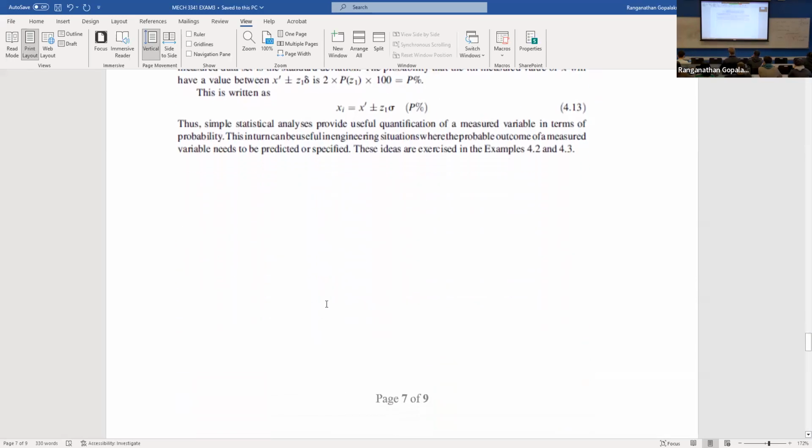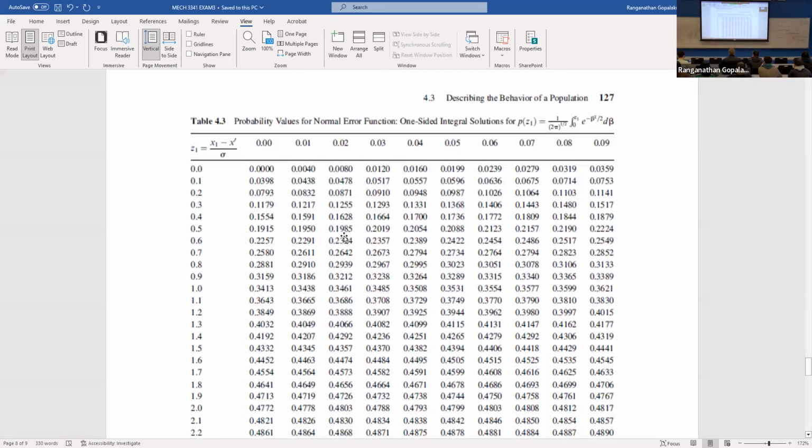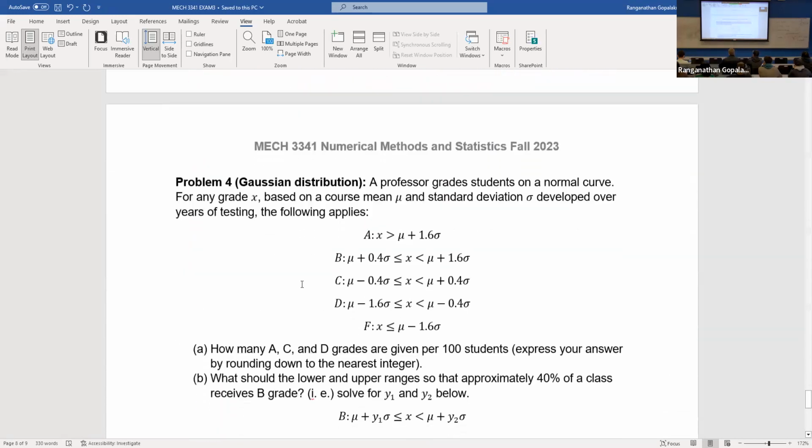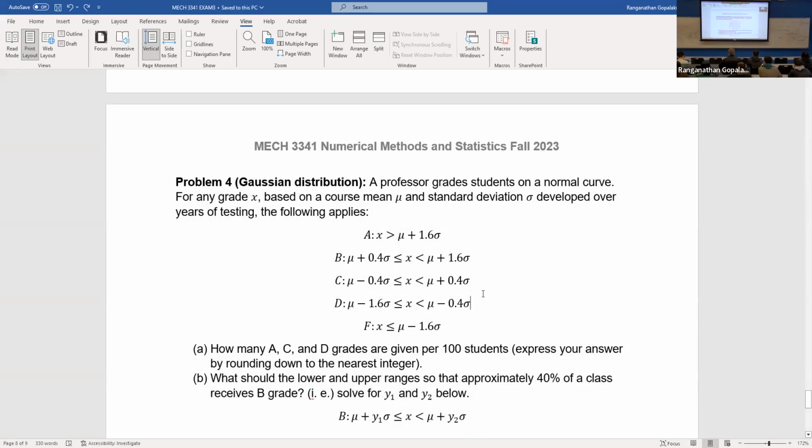And then the required information is this table, which we will see how to use today. You'll need to look up values from this table. And we'll do one example. Actually, we'll just do this very example that is given here. So we'll try to solve this by end of class today.